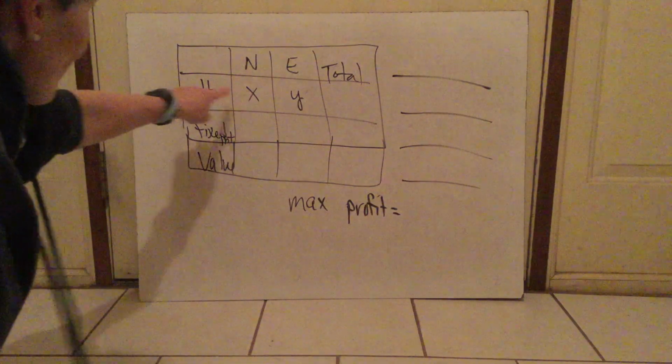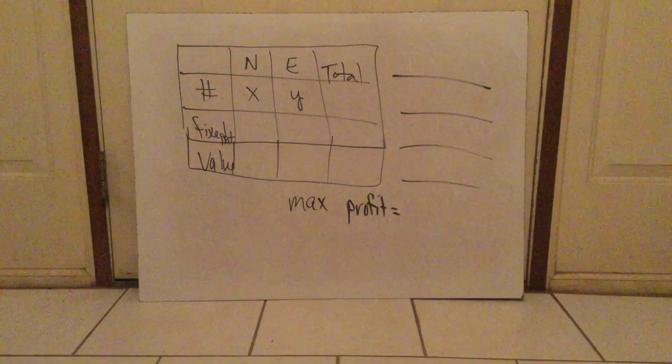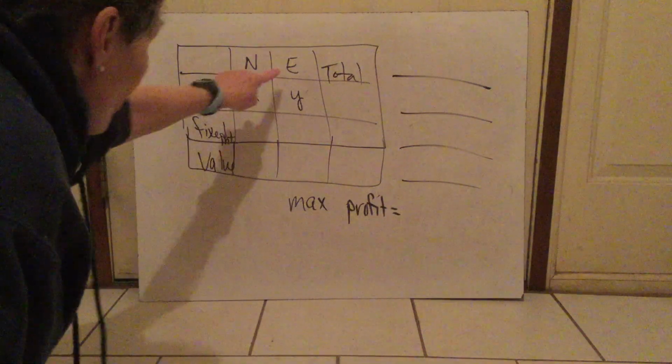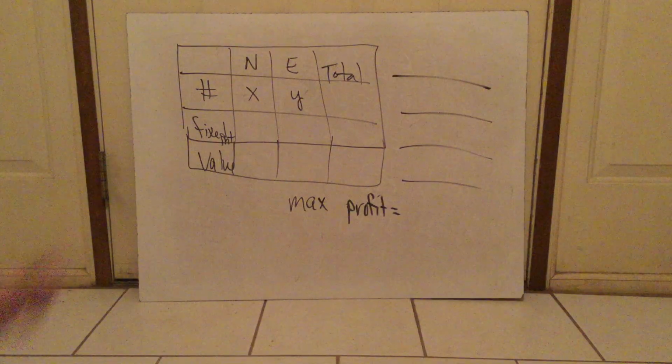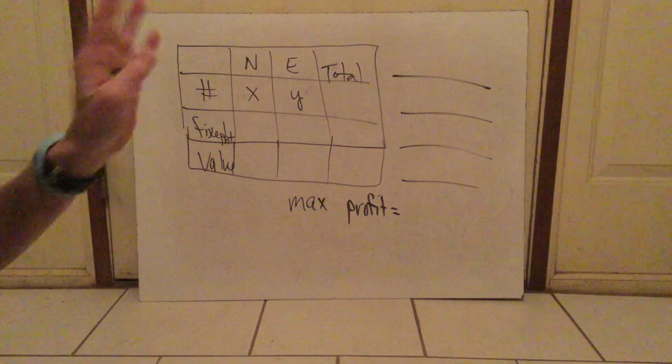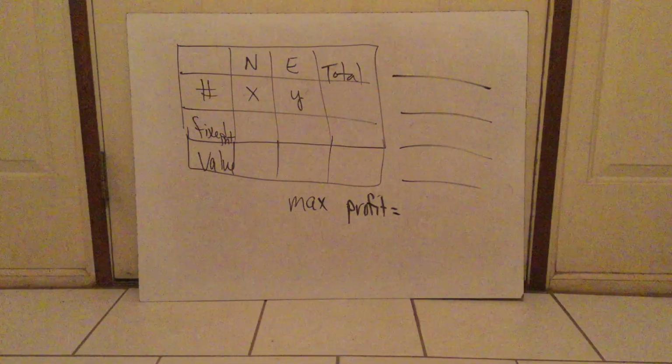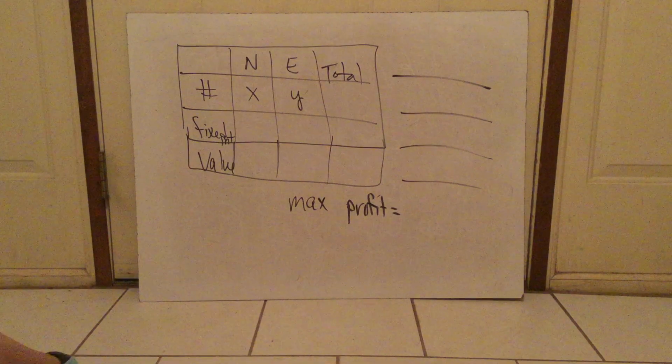So X is the number of necklaces I make. Y is the number of pairs of earrings I sell. Don't worry about them being pairs. That's just how many sets of earrings we're going to sell. All right, so what about numbers now?